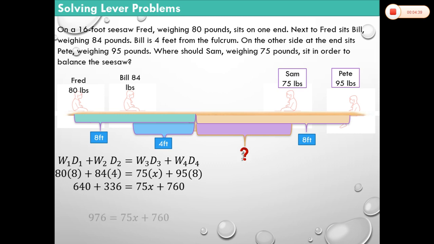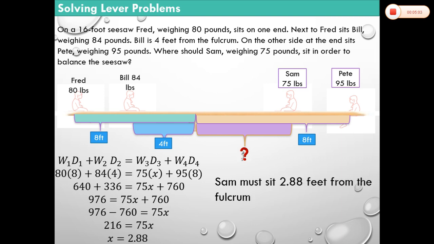Simplifying, we have 976 is equal to 75x plus 760. 976 minus 760 equals 75x. 216 is equal to 75x. x is equal to 2.88. Therefore, Sam must sit 2.88 feet from the fulcrum.